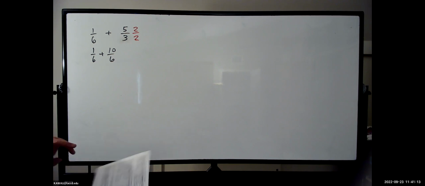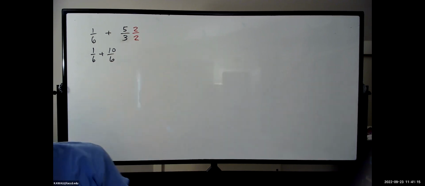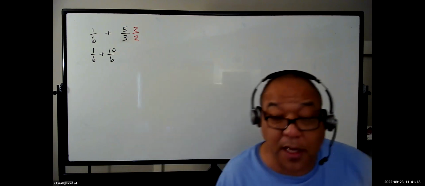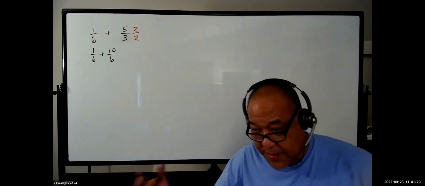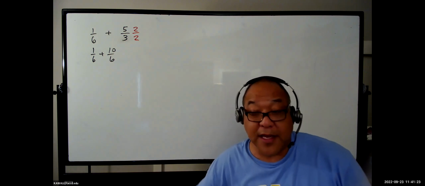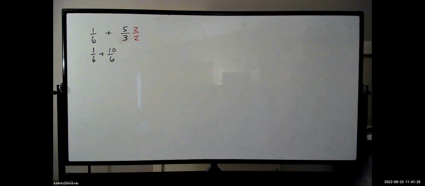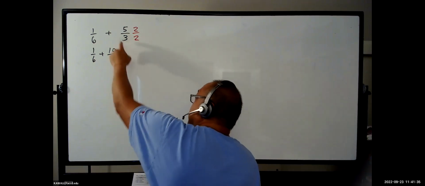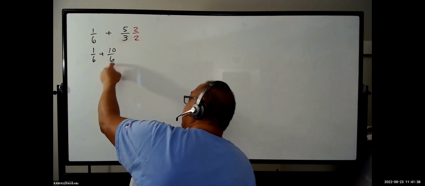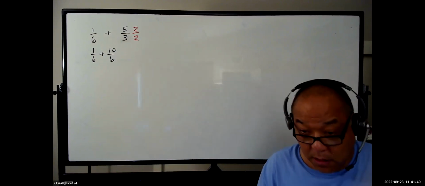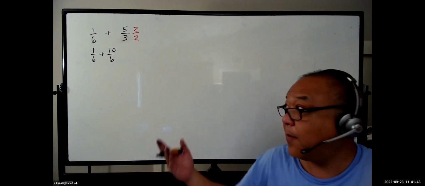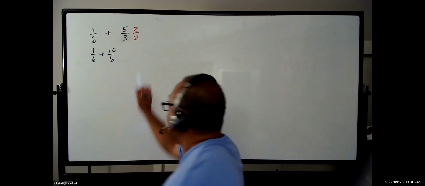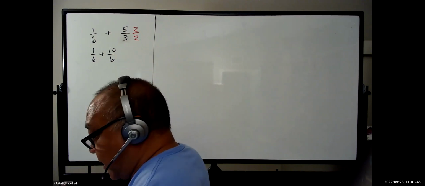Now, understand that 2 divided by 2 is equal to 1. And 1 times any number is the same number. So 1 times 3 is 3, 1 times 4 is 4, 1 times 18 is 18. Multiplying by 1 does not change the number. It only changes what the number looks like. So when we look at this over here, this fraction is equal to this fraction. They just look different, but they represent the same amount. Okay.